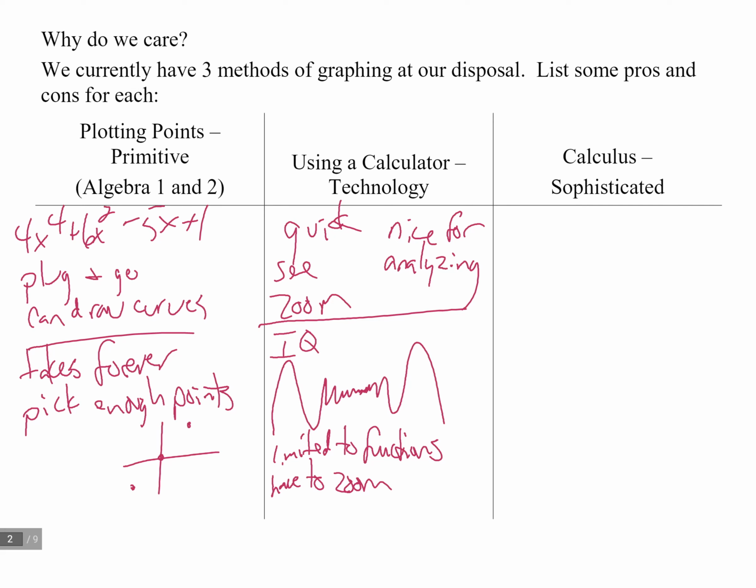Also, limits on technology. If you're relying on your calculator all the time, you're never going to learn when there's a hole, because the calculator is never going to show you that hole. Okay? It just doesn't. No matter how much you zoom in, you're never going to see that hole. So, what I'm getting at there is over-reliance.